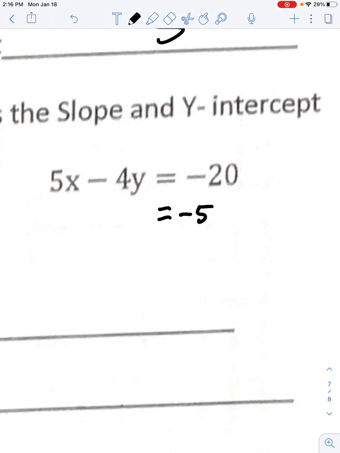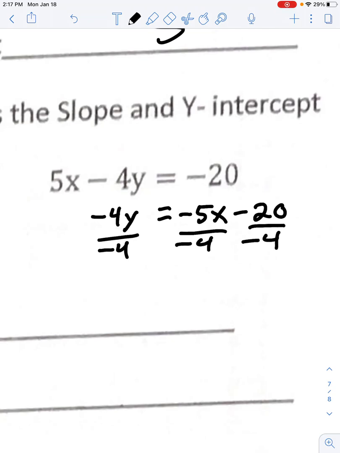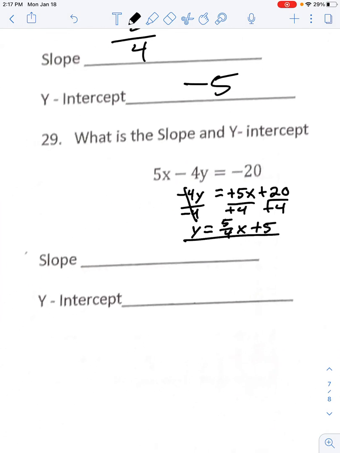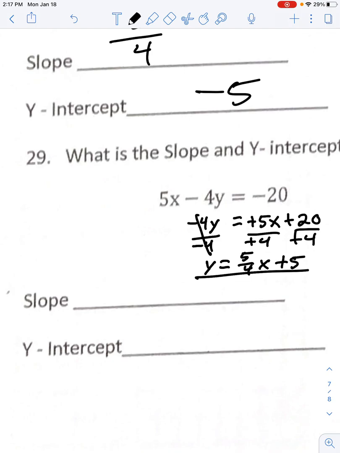So take the x, move it to the other side, and change the sign. Step 2, drop the y down and drop your number down. Step 3, divide all the way across. So you get y equals negative over negative is a positive, so that's 5 over 4x. And then negative over negative is a positive, and that would be plus 5. So there's your equation, and now all we got to do is look at the correct spots. 5 over 4x, that's the spot where the slope is. So the slope is 5 over 4, and the y-intercept is 5.